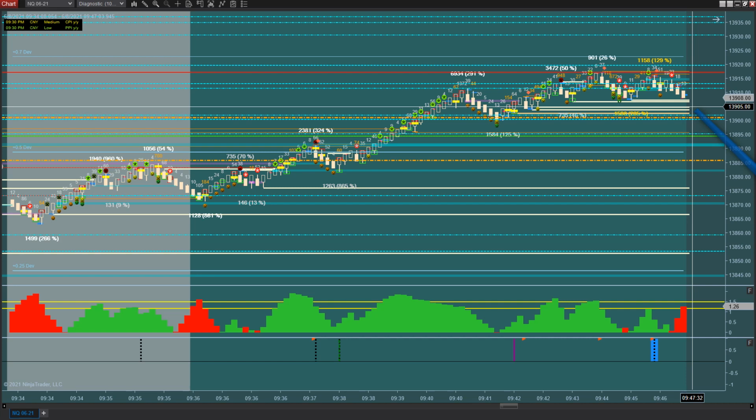Not really an HDD trade, because you have to have 2 pullbacks to have an HD trade. And that was just the first pullback. But it did have 3 things in its favor. Does everybody see that?